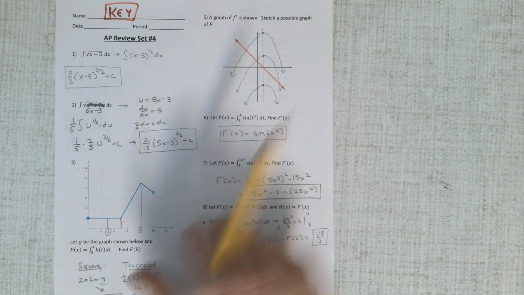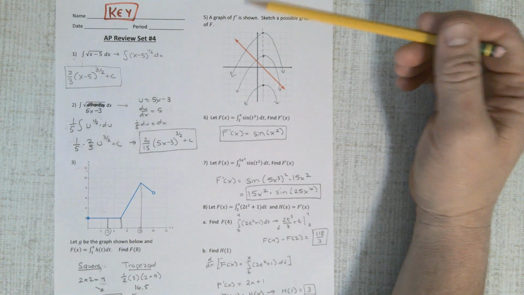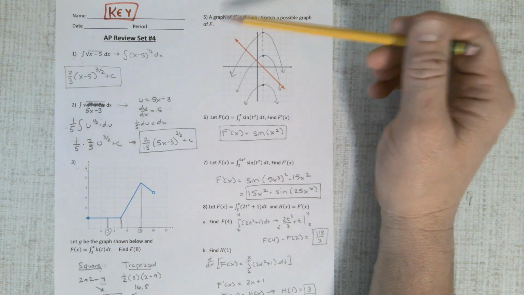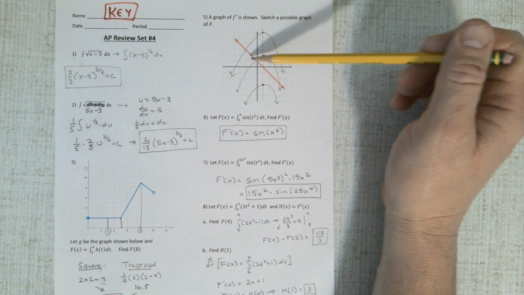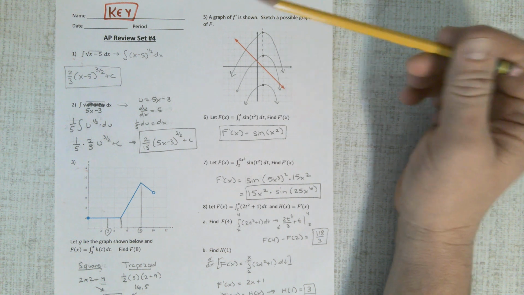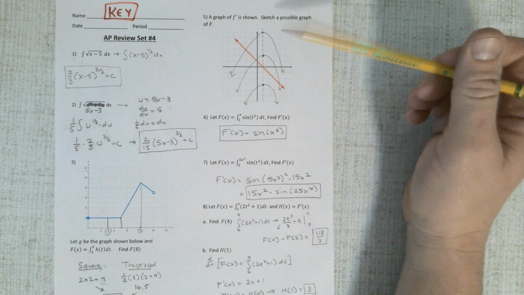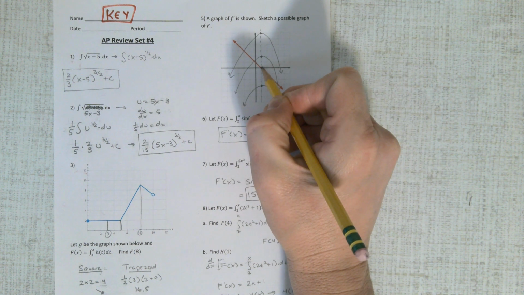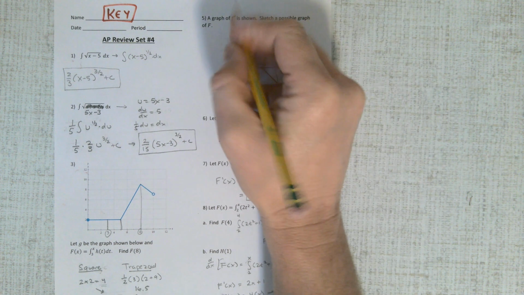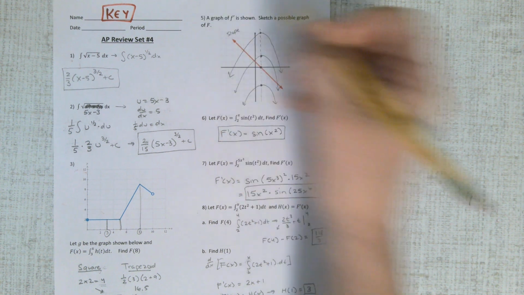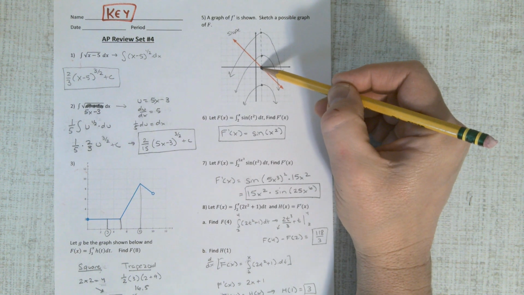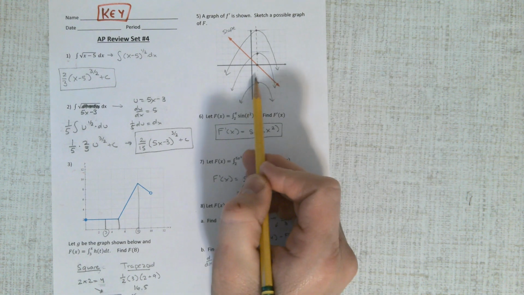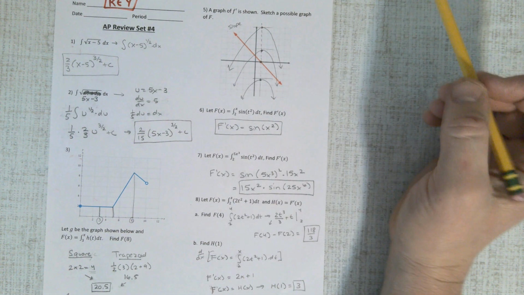All right, number 5, a graph is shown here. Sketch a possible graph of f. So I have the derivative. This red line is a derivative. Now, if I want to sketch the possible matching function, well, at this point right here, the slope is 0. So there's a tangent line there. And if you look at these 3 graphs I've drawn, they all have a tangent of 0.